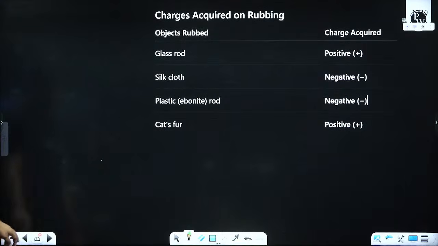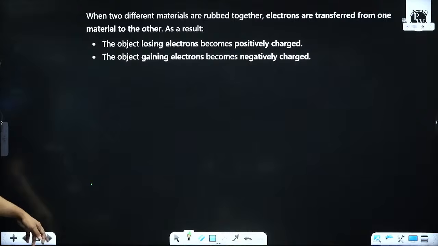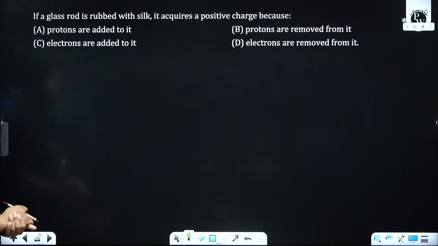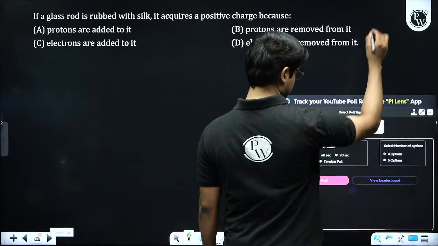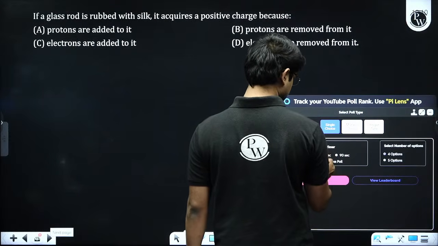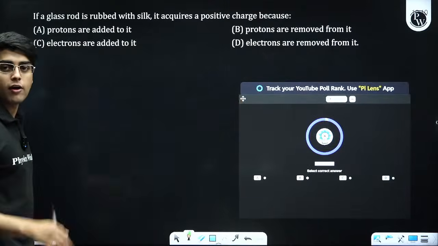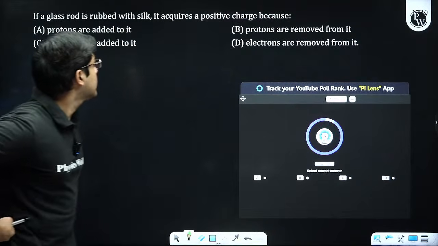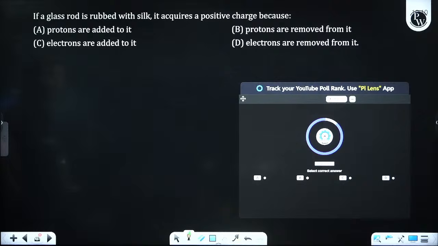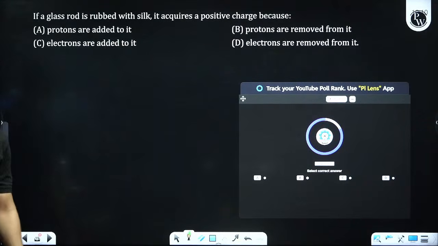Then there is this question. If you guys can attempt a poll, you can try this out. I'll start a poll for 60 seconds. If you have the PyLens app with you, you can attempt this poll. The question is: the glass rod is rubbed with silk and it acquires positive charge because... what is the reason exactly?